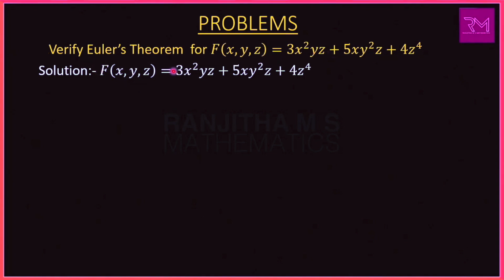To verify Euler's theorem, the first step is to find whether the given function is a homogeneous function or not. We know that a homogeneous function is of the form f(x, y) = xⁿ f(y/x). Here we have to see whether we can reduce this to the form xⁿ f(y/x) or not. Here we have 3x²yz + 5xy²z + 4z⁴.